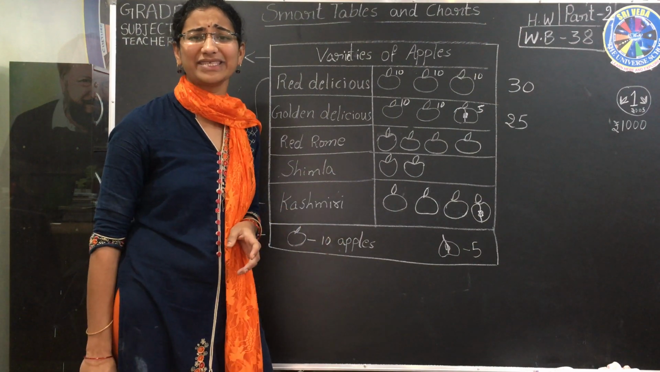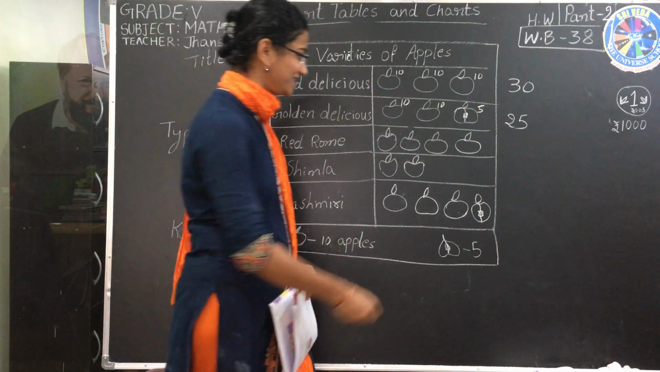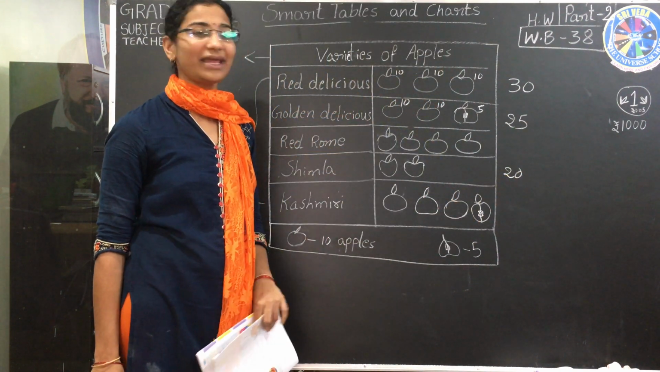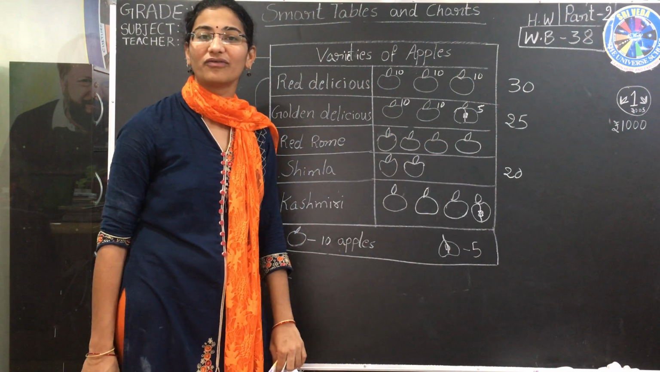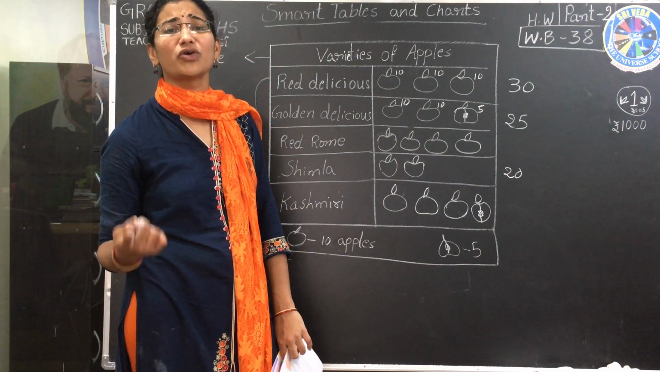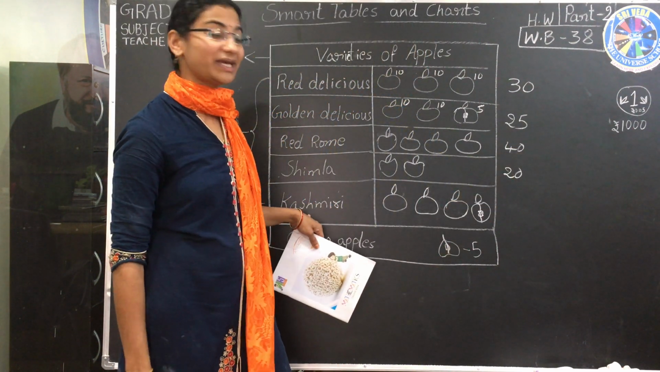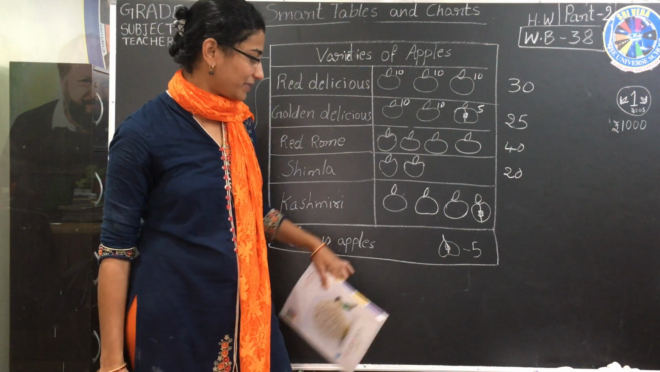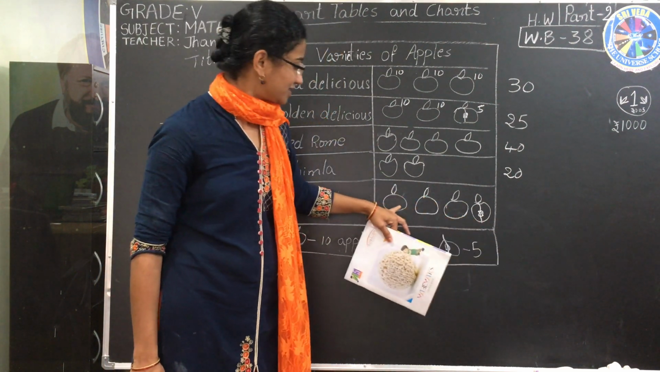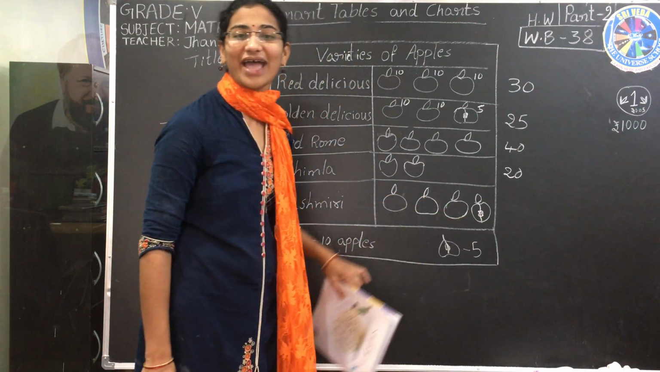Then one more question. How many Shimla apples are there? 10, 10, 2 into 10, 20. Good. Then, how many red Roma apples are there? 1, 2, 3, 4. Each one apple equals 10. Then 4 apples equals 4 into 10, 40. Good. Then next, Kashmiri. How many Kashmiri apples are there? 1, 2, 3. This is not the full apple. 3 means 30. 3 into 10 is 30, plus 5, 35.